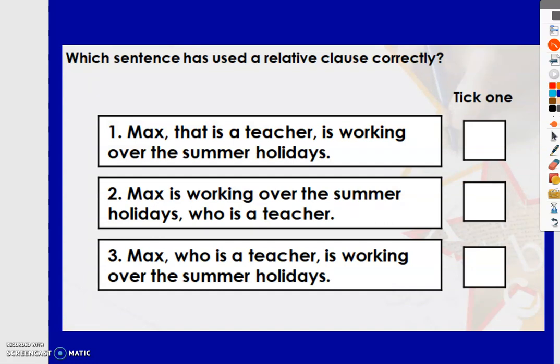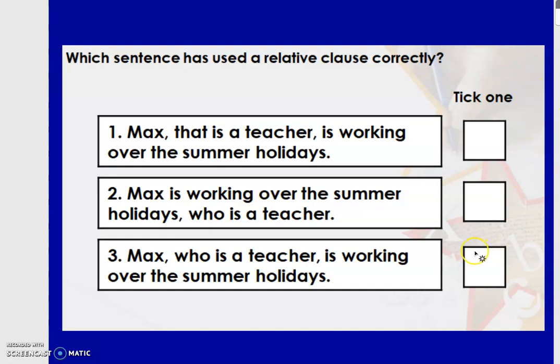So, the next one says, tick which sentence has used a relative clause correctly. Max, that is a teacher, is working over the summer holidays. Max is working over the holidays, who is a teacher. Or Max, who is a teacher, is working over the summer holidays. I'll let you pause the video there. Have a look. And off you go.